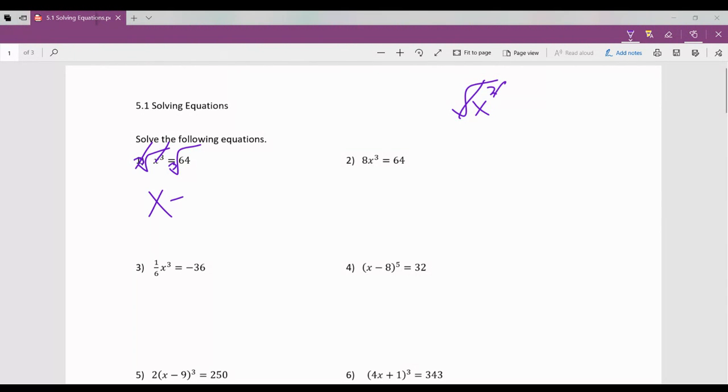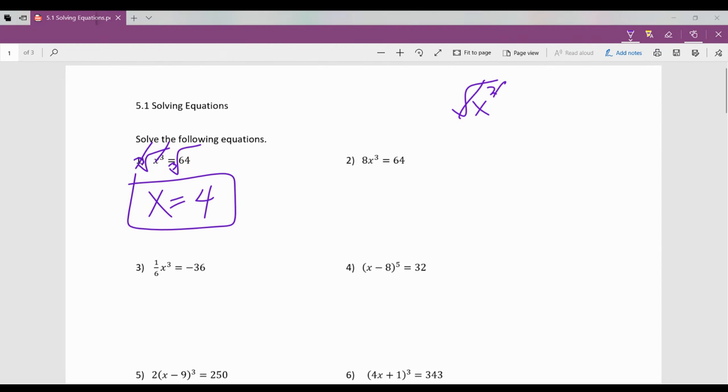So we get x equals, and now we're taking the cube root of 64. So that means what number times itself 3 times is going to give me 64? And that is 4 times 4 times 4 will give me 64. So x equals 4.